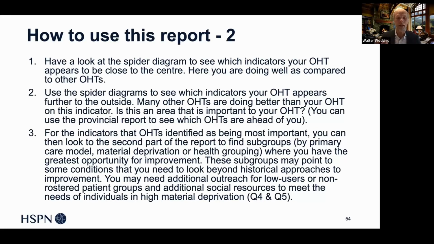And then, thinking about indicators where the Ontario Health Teams are most important, you can also look at that second part of the report by primary care model, material deprivation, or health grouping to find out where you have the greatest opportunity for improvement. Those subgroups start to point you to some of the conditions you need to look at beyond what you've been doing in the past around improvement. So focusing that activity. You may need additional outreach, for example, in low users or non-rostered patients. It's a different approach if you need to work within a family health team to better access care for that. So that's part of the uses of these.